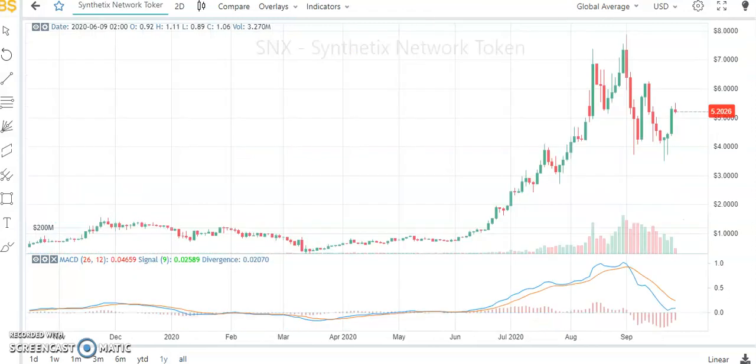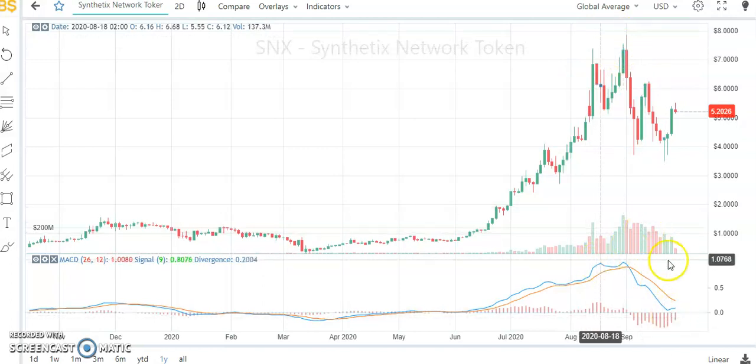Now, let's move on and analyze Synthetix Network Token. Synthetix Network Token as well is inside an uptrend channel, yet right now it is retracing from a double top. We see here a double top around 7.40 US dollar.